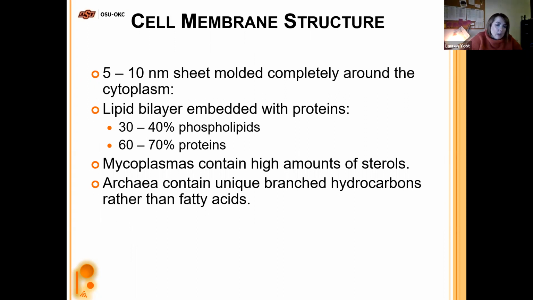The cell membrane itself. This is the sheet that's molded around the cytoplasm, the inside cell membrane. The lipid bilayer. Remember, we have the heads on the outside and the tails on the inside that are hydrophobic. So we have phospholipids and proteins scattered throughout. And see how it's mostly proteins. That's neat to think about because it's mostly channels that are going to be controlled to allow things to come in and out, as well as other proteins that are going to help with metabolism and things like that. So mycoplasma have a high amount of sterol within all of this. That's their difference. And archaea have hydrocarbons rather than fatty acids.